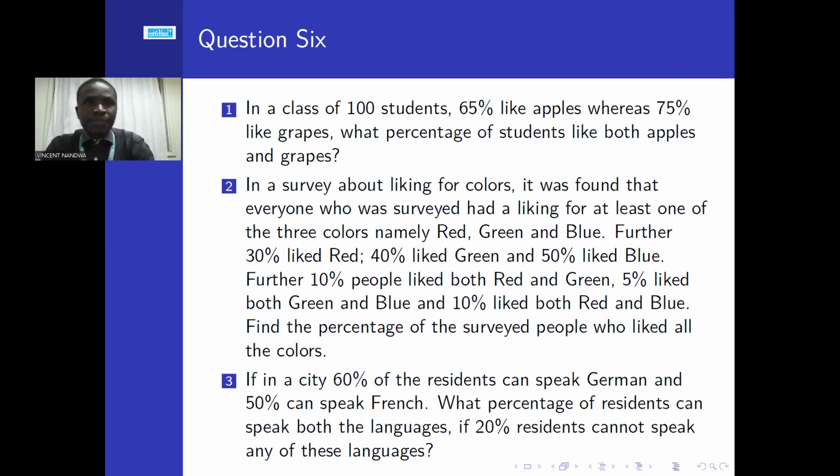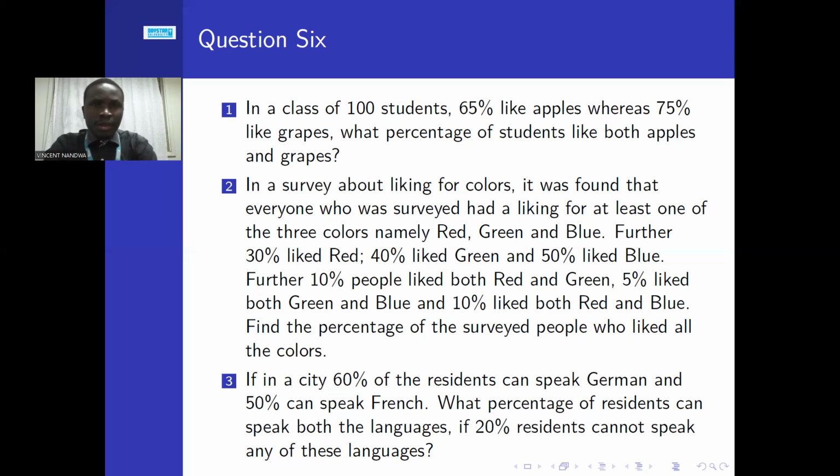And then the second one, in a survey about liking for colors, it was found that everyone who was surveyed had a liking for at least one of the three colors, namely red, green, and blue. Further, 30% liked red, 40% liked green, 50% liked blue. And further, it was found that 10% liked both red and green, 5% liked both green and blue, and 10% liked both red and blue. Find the percentage of surveyed people who liked all the colors.